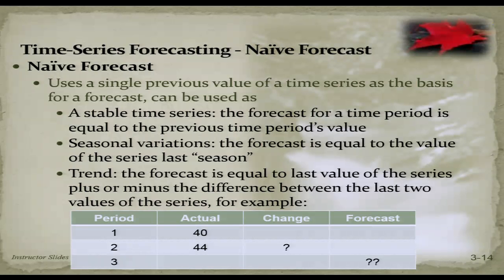If the product or service, whatever you want to forecast, has a seasonal variation, has seasonality, then your forecast should be equal to the value of the series last season. One example is, let's say, the next holiday. What is the next holiday from now? Labor Day. Okay, Labor Day is not a good example. What about after Labor Day?